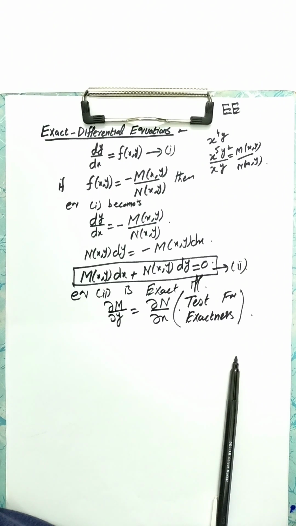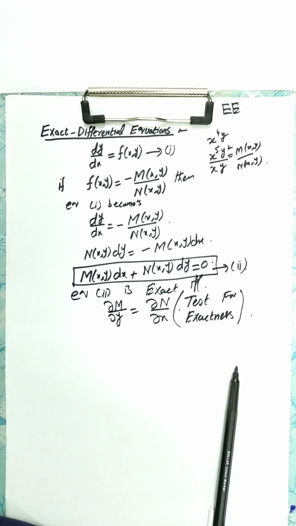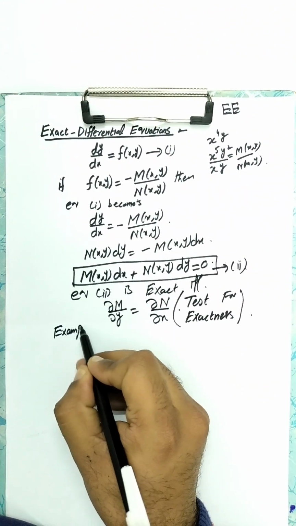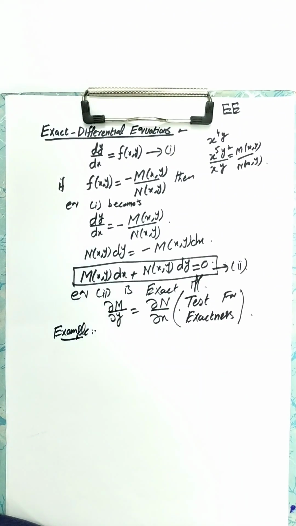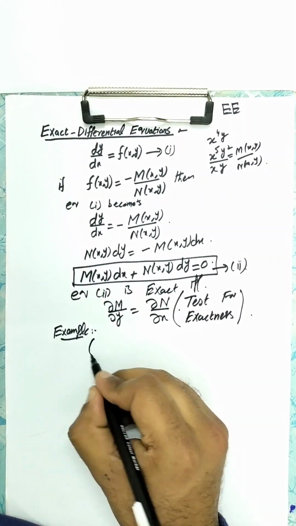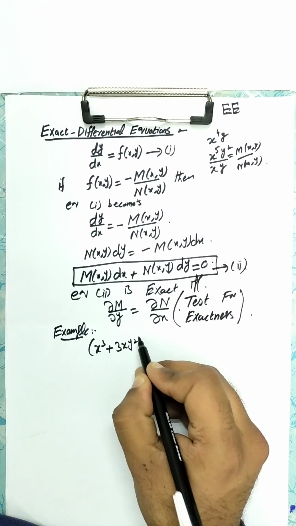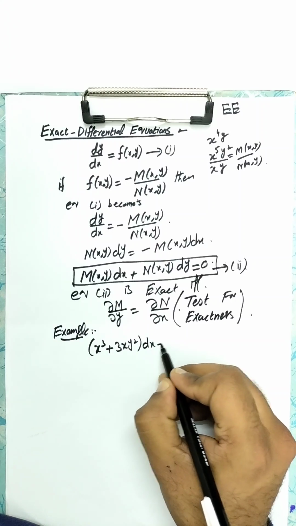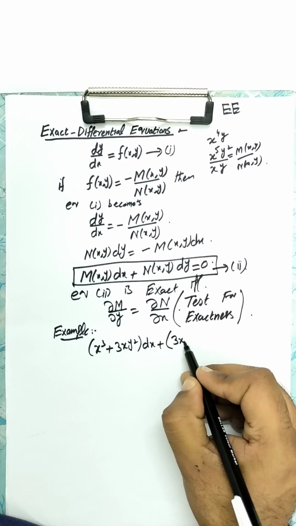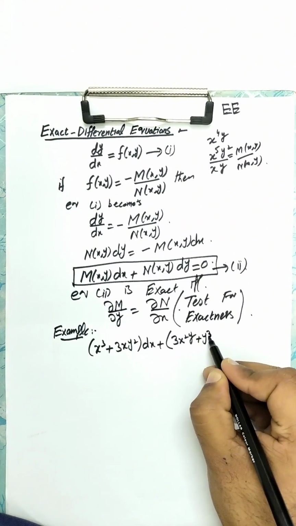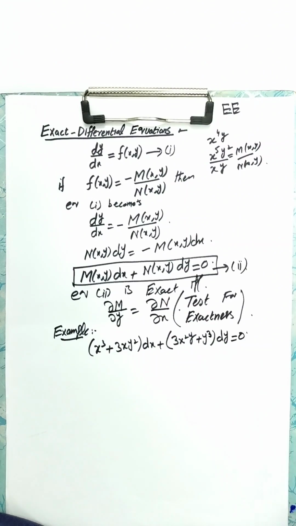So we just check by example. Suppose we have an example and we check whether the given differential equation is exact or not. So this is (x cube plus 3xy square) dx plus (3x square y plus y cube) dy is equal to 0.